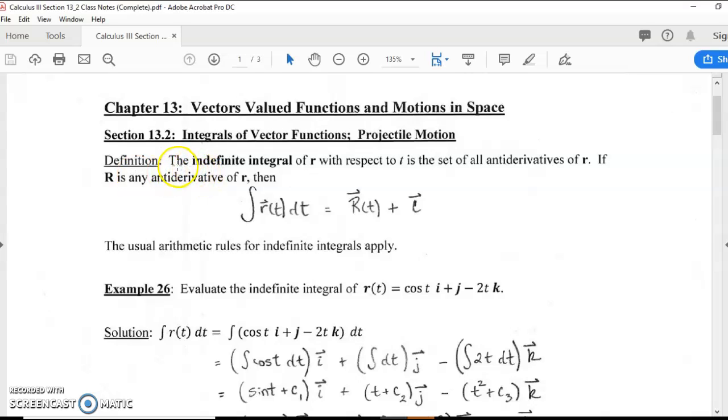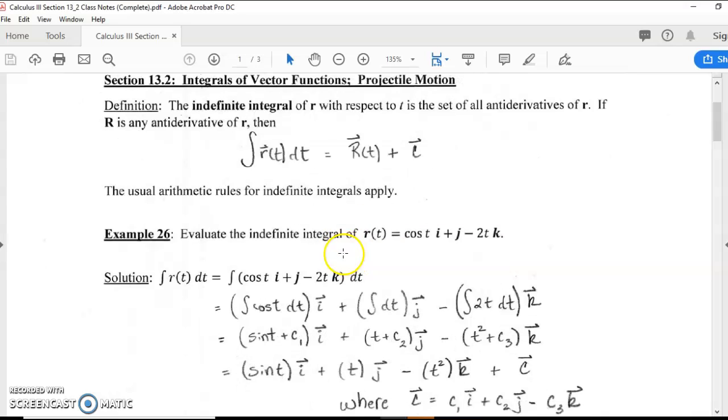So, definition. The indefinite integral of r, where r is a vector valued function, with respect to t, is the set of all antiderivatives of that vector valued function r. So if capital R is any antiderivative of little r, our vector valued function that we want the indefinite integral of, then the indefinite integral of r of t dt is capital R of t plus a constant, but now that constant is a vector itself. That looks familiar to what we saw with the fundamental theorem of calculus. The usual arithmetic rules for indefinite integrals apply.